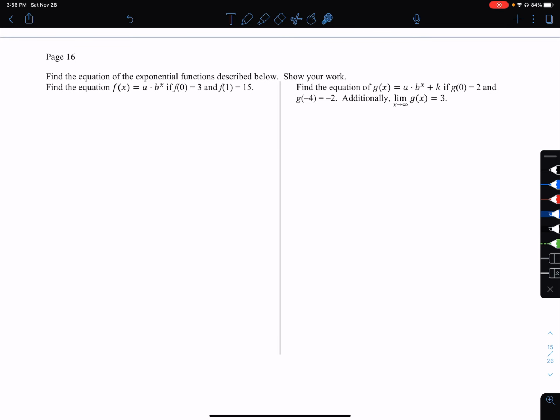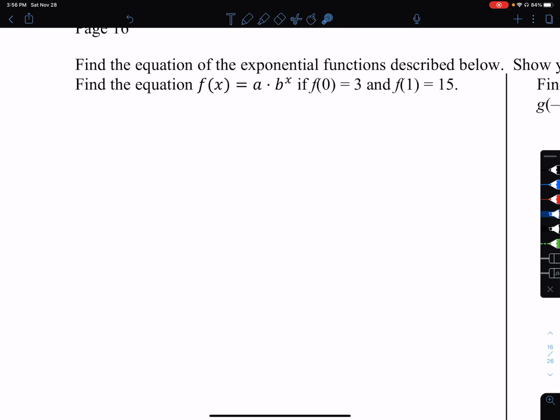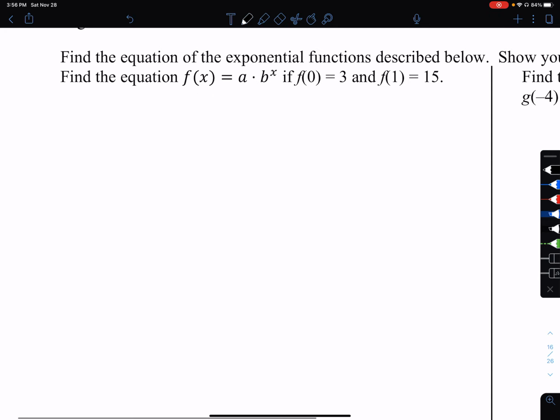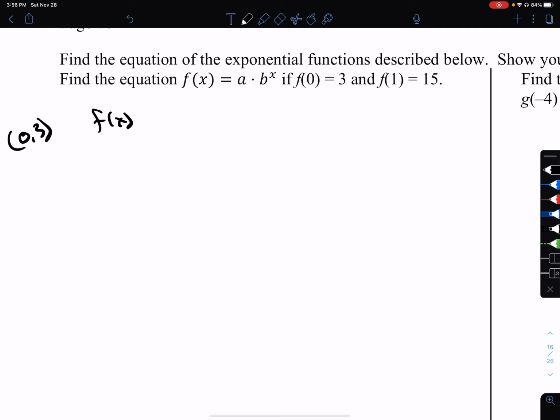Let's look at a couple more examples without a graph. Find the equation of an exponential function described below. Show your work. So this first one, we definitely want to get this exponent to be 0 first. So we can use this ordered pair. So we got 0, 3. We're going to plug into this function.